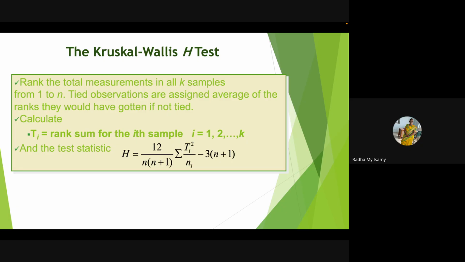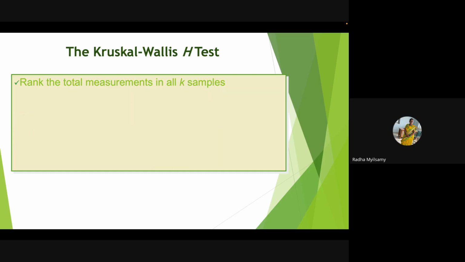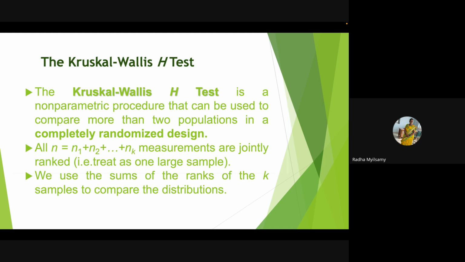The test statistic used here is H. The formula is H equals 12 divided by n into n plus 1, times the summation of Ti squared by ni, minus 3 into n plus 1. N is the total number of observations, and the procedure for calculating the T value is given. The ranks of all the n values, n1, n2, n3, up to nk measurements, are jointly ranked. All the observations are jointly ranked and taken as total n.